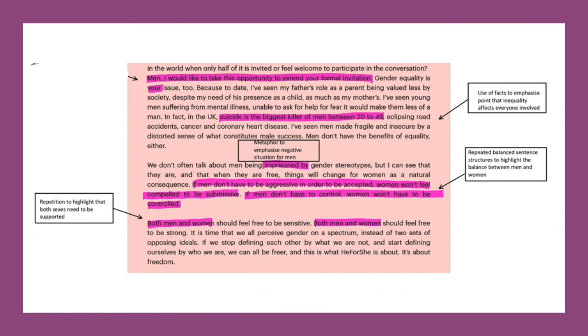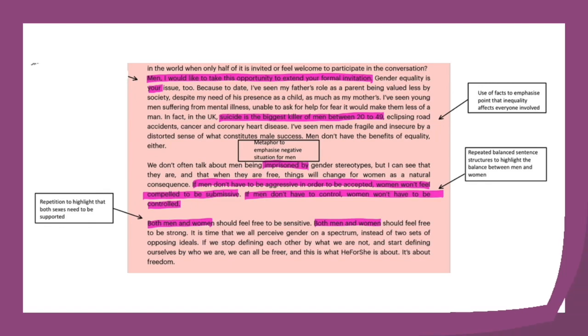So if you see in the first highlight that's been annotated, Emma Watson points out that statistically, suicide is the biggest killer of men between 20 and 49. So she's not just saying, yes, men suffer too. She's actually using a fact to support what she's saying, to prove that everybody is affected by inequality.